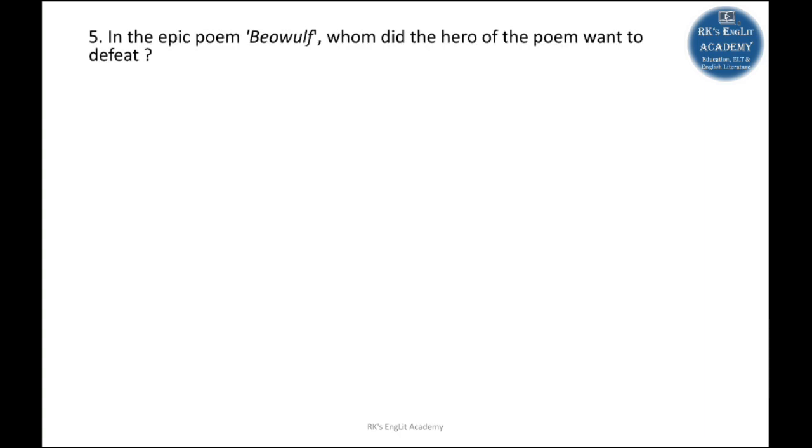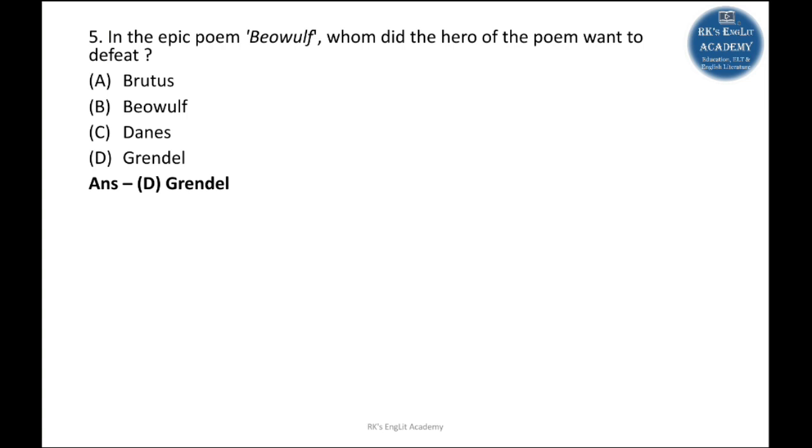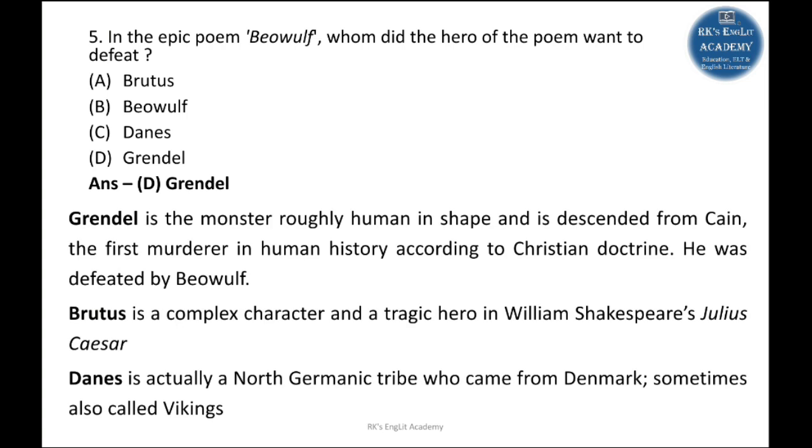The next question, in the epic poem Beowulf, whom did the hero of the poem want to defeat? The options are A. Brutus, B. Beowulf, C. Danes, or D. Grendel. Let's see the correct answer. The correct answer is D. Grendel. Grendel is a monster roughly human in shape and is descended from Cain, the first murderer in human history according to Christian doctrine. He was defeated by Beowulf in the poem.